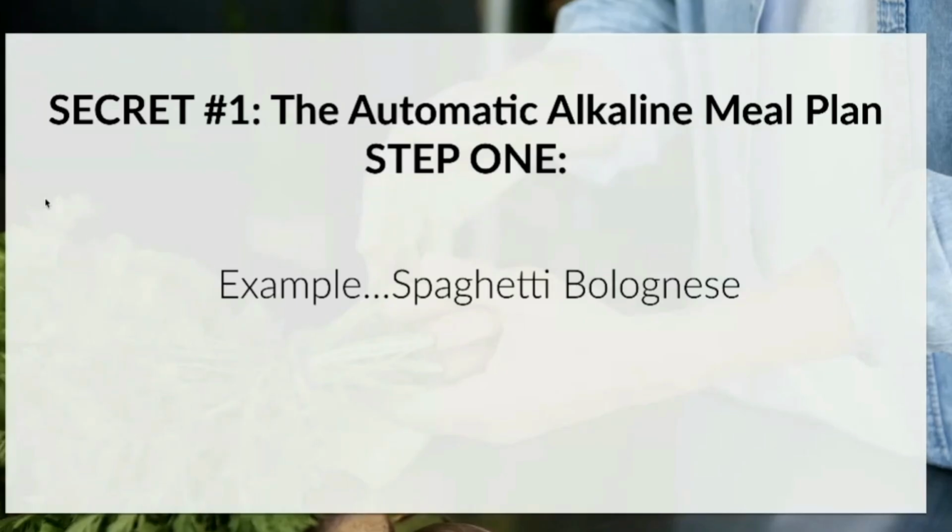And then you want to go through the charts, and included in the charts is a swap sheet, and mark out how you can swap the most acidic ingredients. It doesn't have to be every acidic, but the most acidic ingredients for a more alkaline version. A good example of this is spaghetti bolognese. So you can use, instead of regular pasta, you could use gluten-free pasta.